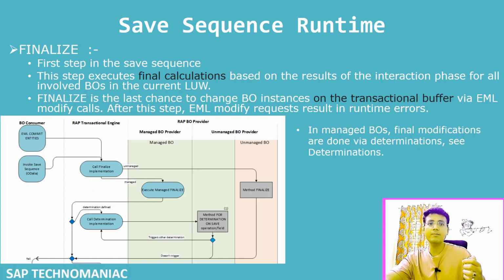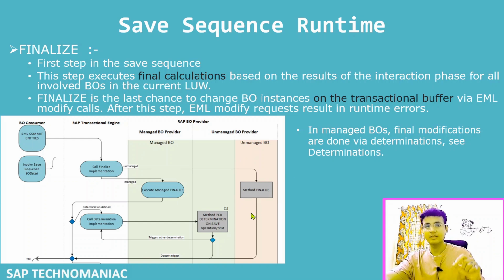Here, if you want to implement some logic, for example, you have some of the fields already filled by the front end, and now some of the other fields you want to fill based on some other logic, you want to do the determinations, for example, total price. Those kinds of things you will write in the finalize method in the unmanaged scenario. But in the managed scenario, you do that in the determinations. We wrote the code in the determination to determine the total price, and it got triggered there. But in the unmanaged scenario, you write those in the method finalize.